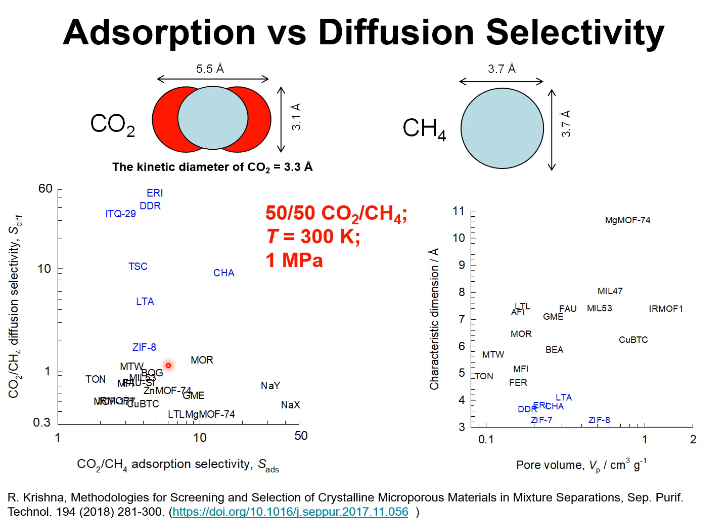So let us try and understand why, in the materials indicated in black here with characteristic dimensions larger than 5 angstrom, the diffusion selectivity is in favor of methane, whereas in the blue structures, the diffusion selectivity is in favor of CO2 and the adsorption selectivity is also in favor of CO2. We first consider mixture separations using materials that have characteristic dimensions larger than 5 angstrom, and we start with magnesium MOF 74.